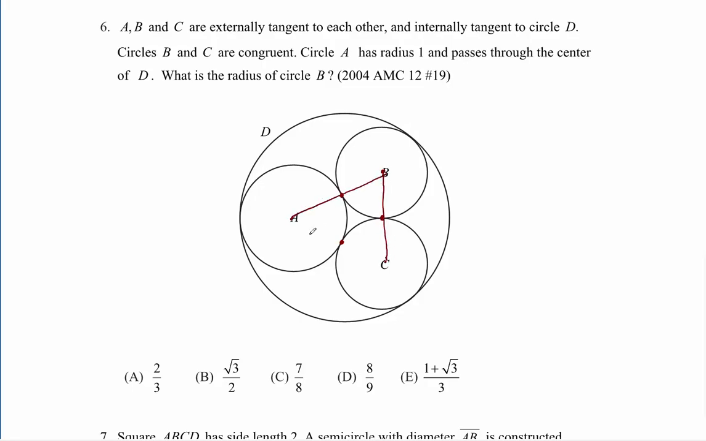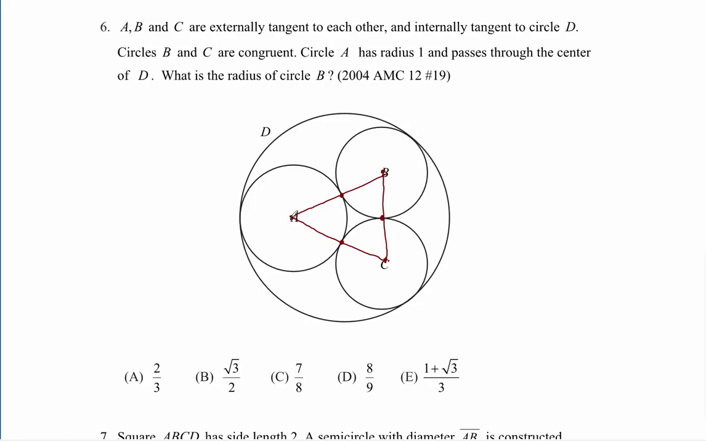That's the point. Actually, this triangle is isosceles, right? Because B and C are the same size of circle, while A is different. All right, and also another one.